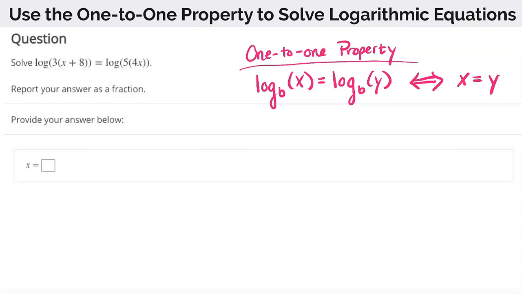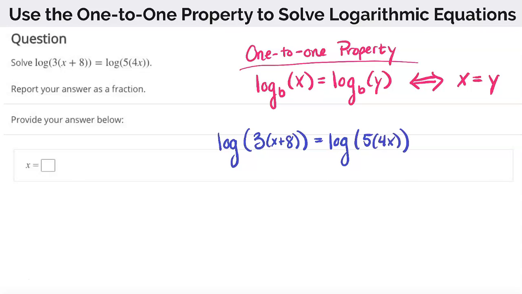So since, again, we only have a single log expression on each side, and they have the same base, right? They're both base 10. These are both common logs. What that means is the very next step, we get to actually just drop the logs and set what's inside equal, right? So we get 3 times x plus 8 has to be equal to 5 times 4x, right?